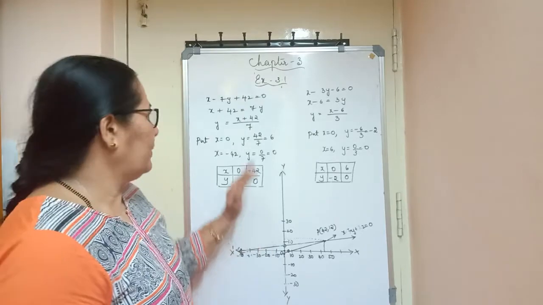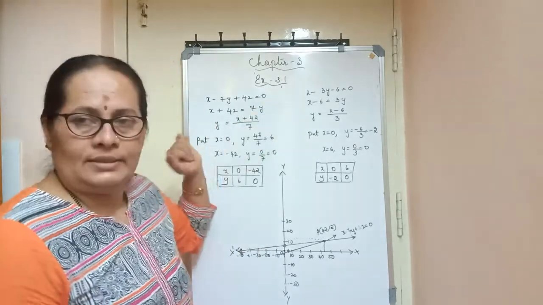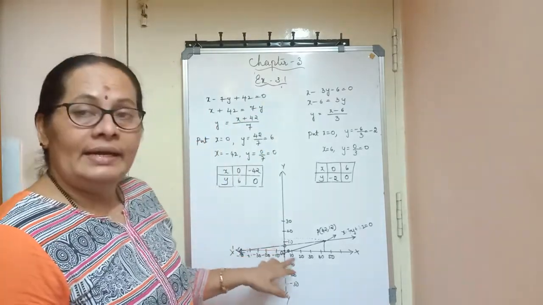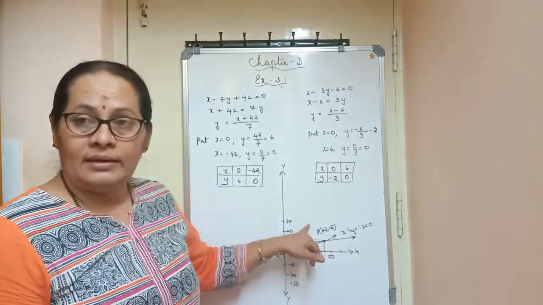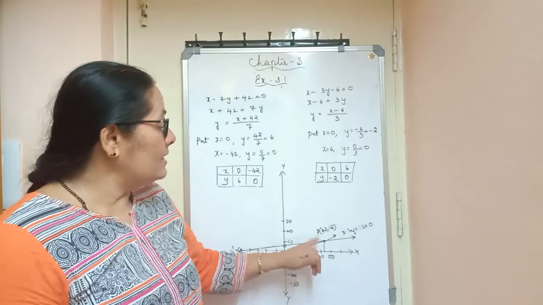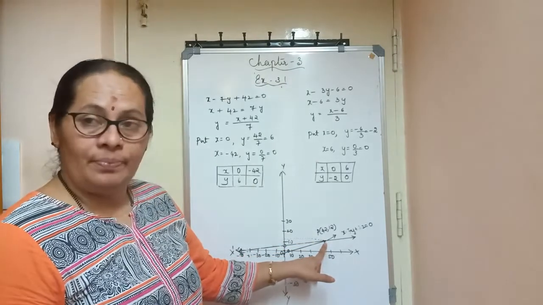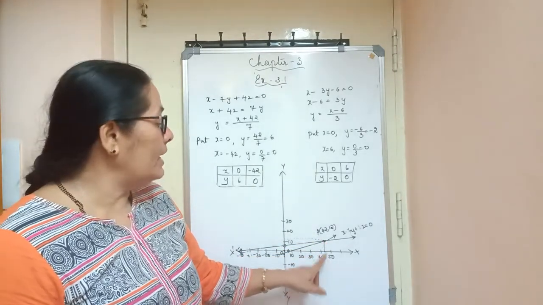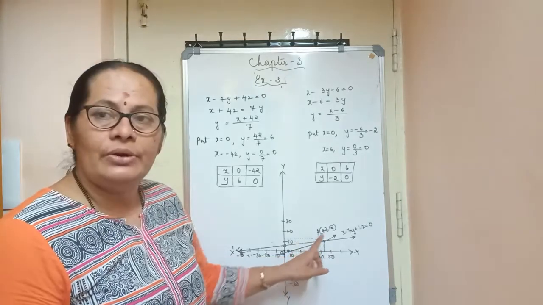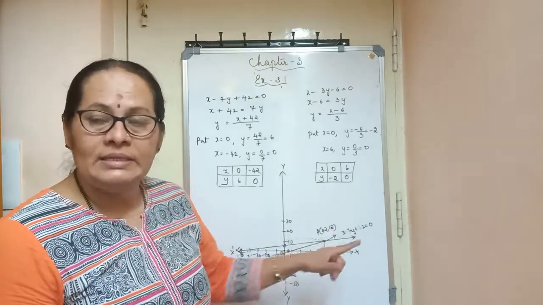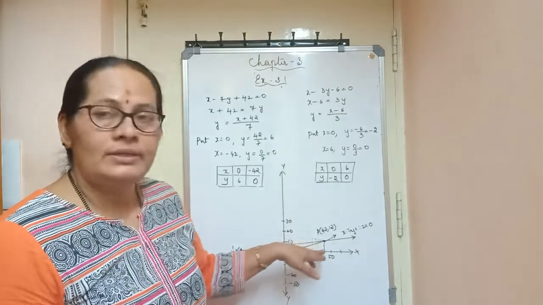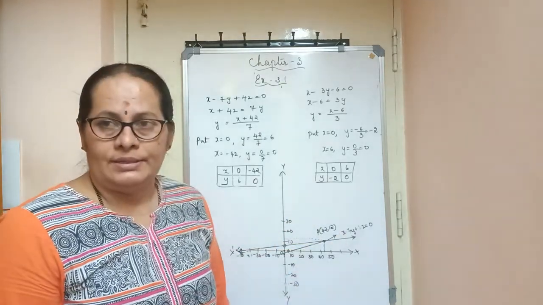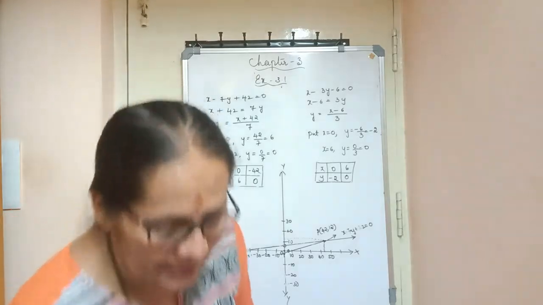Now here in this first sum, you got intersecting lines. Both the lines intersect at this point P, where the x coordinate is 42 and the y coordinate is 12. It means that father's age is 42 years and his daughter's age is 12 years. Okay. Now, second example.